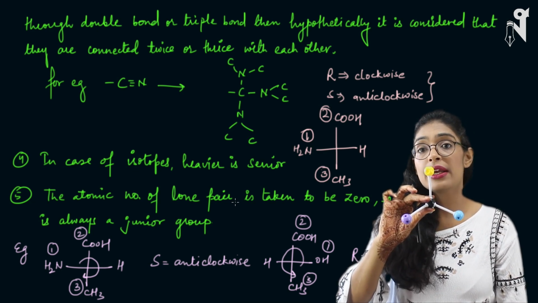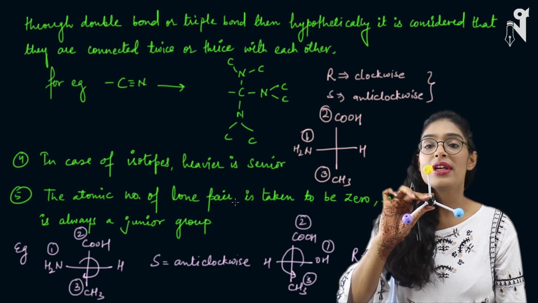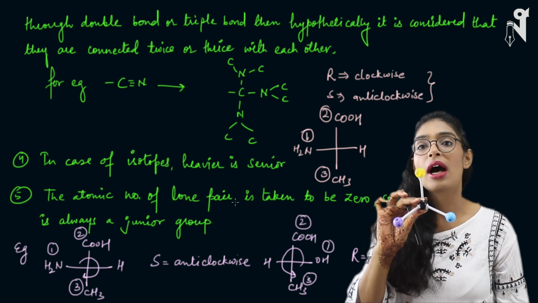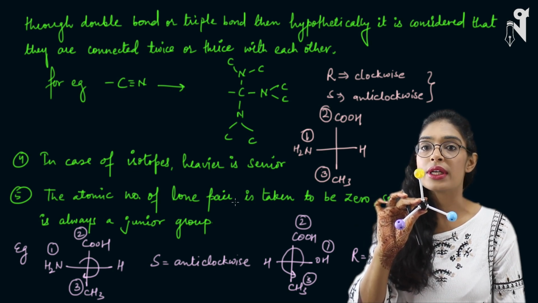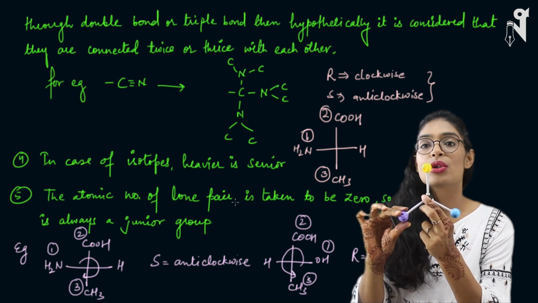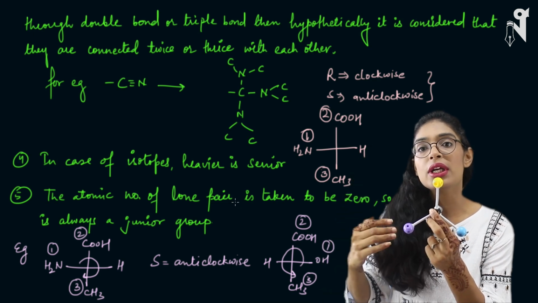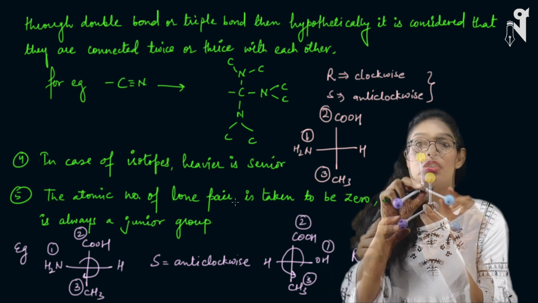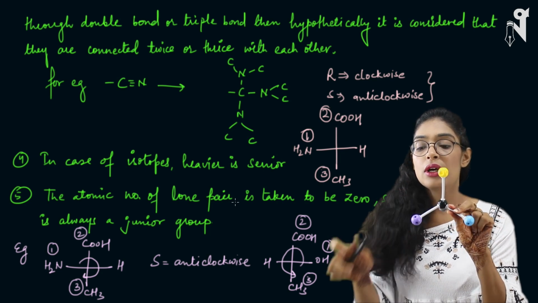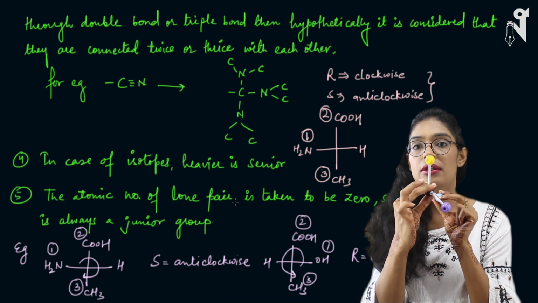Now what did Fischer say regarding marking the R and S for such molecules? We have hydrogen as the least priority group. So whenever we have to mark R and S configuration, we have to push the least priority group at the back, so that the other three groups to which we have given priority 1, 2, and 3 can come in front of the viewer. This is my least priority group, my hydrogen, right? So we'll try to push it at the back.